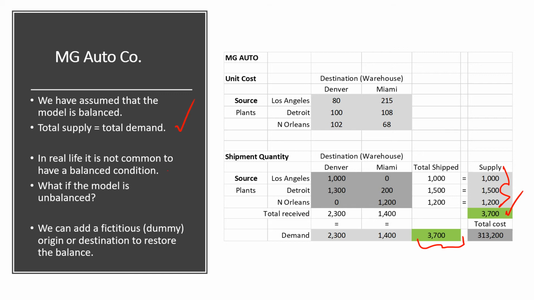Now, in real life, this balance condition is not really easy to get. So what can we do when we get an unbalanced situation? We add a fictitious origin, a fictitious supply, or a fictitious destination. We call it a dummy origin or a dummy destination, depending on the situation.